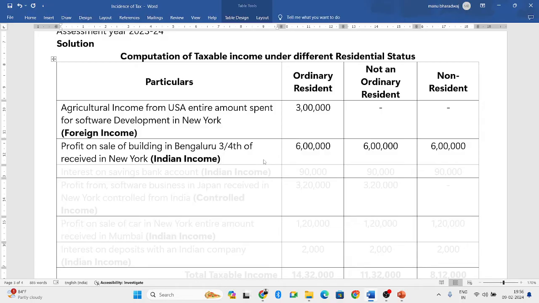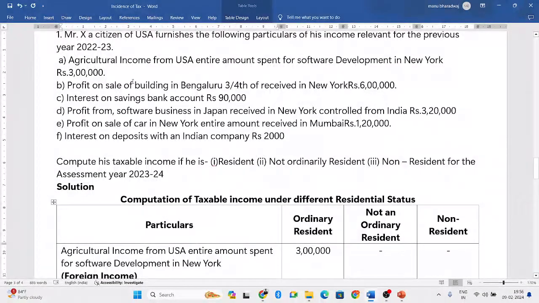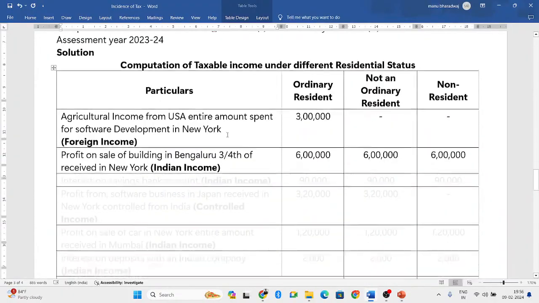Indian income will be taxable for all the three residential statuses. Since it is Indian income, we levy tax on all three. So the amount of 6 lakh rupees will be levied on all three.